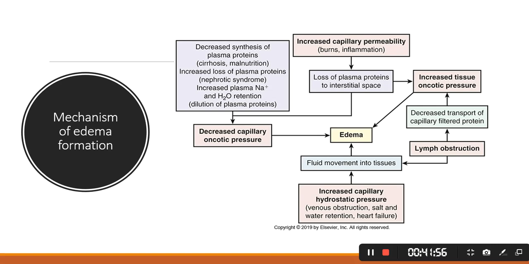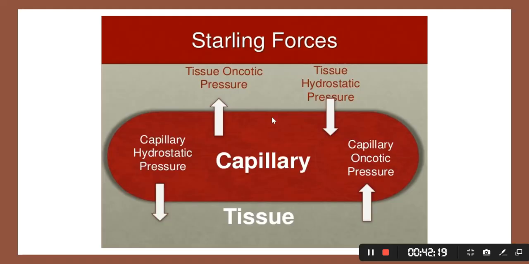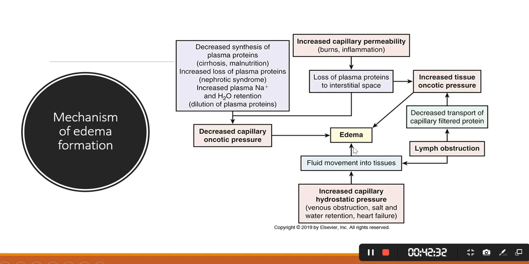One of the commonest examples is edema. How does edema happen? Either there is a decreased synthesis of the plasma proteins, or there is a loss of the plasma proteins, or there is a lot of water retention in the plasma. Because of that there will be a decrease in the capillary oncotic pressure. You see over here, the capillary oncotic pressure is decreasing, so the fluid which is supposed to come inside the capillary does not come inside, it stays over here in the tissues, leading to a condition known as edema.